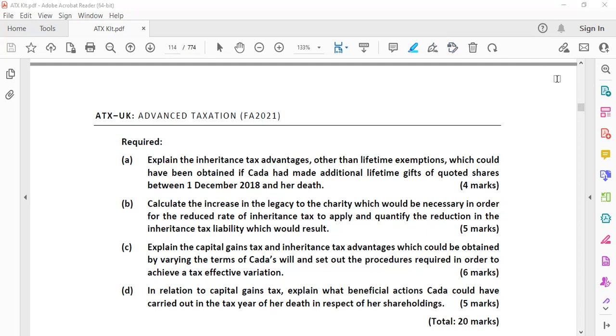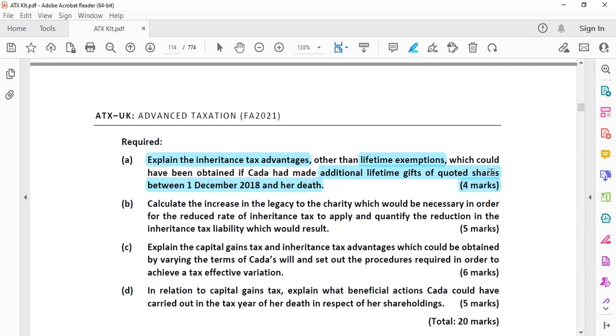Now, let me read the requirement. Let's see what calculation we have to do, what explanation we have to do. The first requirement says: explain the inheritance tax advantages. So we have to talk about inheritance tax advantages, other than lifetime exemptions, which could have been obtained if CADA had made additional lifetime gifts of quoted shares between 1st December 18 and her death.